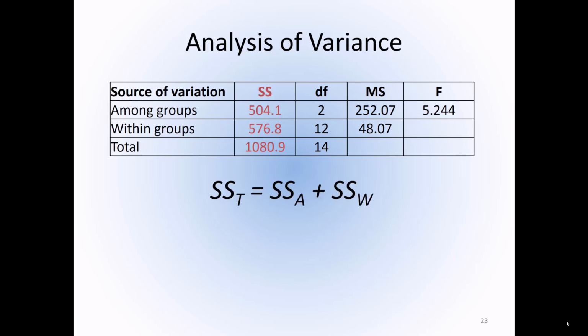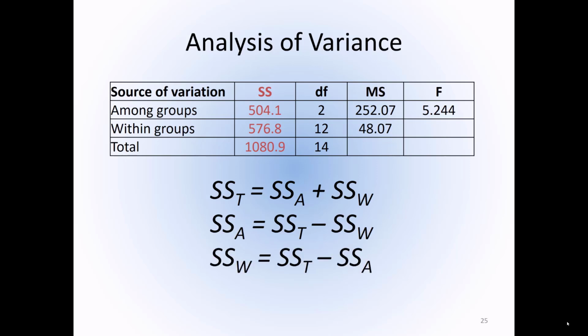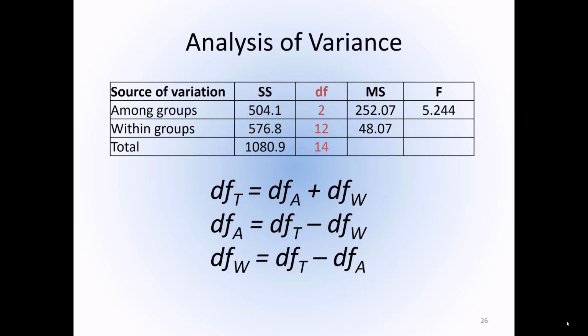So the first concept that we can use is that the among group sum of squares and the within group sum of squares equal the total sum of squares when we add them together. So if we know one, we can then calculate out the others. Also, we can use the advantage that the total degrees of freedom equals the degrees of freedom among groups plus the degrees of freedom within groups. So again, if we know 2 of these, we can figure out what the third is.